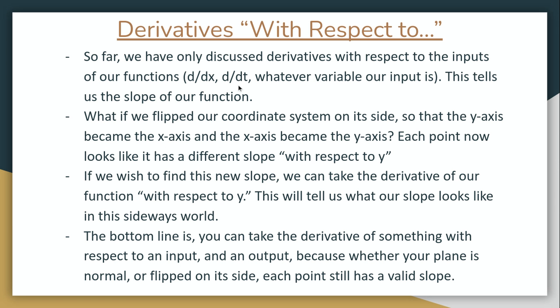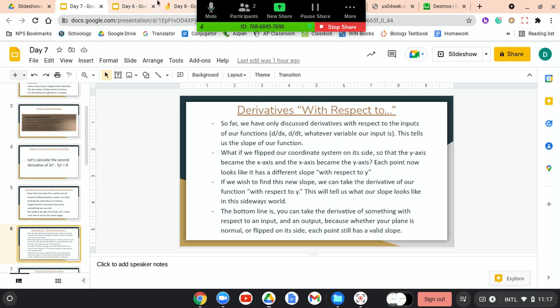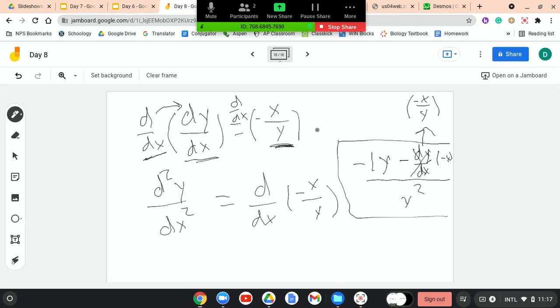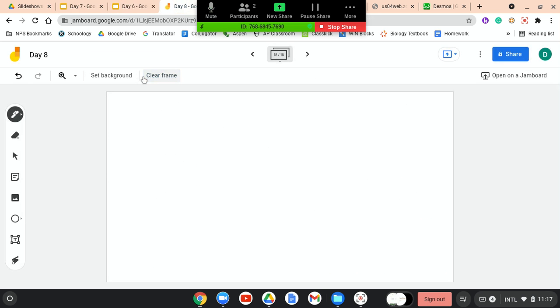All right. So far, we have only discussed derivatives with respect to inputs of our functions, right? So like d over dx, d over dt, whatever our variable or input is. And this tells us the slope of the function. What if we flipped our coordinate system on its side? We're going to turn our world upside down, figuratively. All right. Let's say that we graphed, this is our x-axis and this is our y-axis. And we graphed x squared. This is our x-axis in the positive direction, and this is our y-axis in the positive direction. Down here is the negative direction for y, and over here is the negative direction for x. Right?